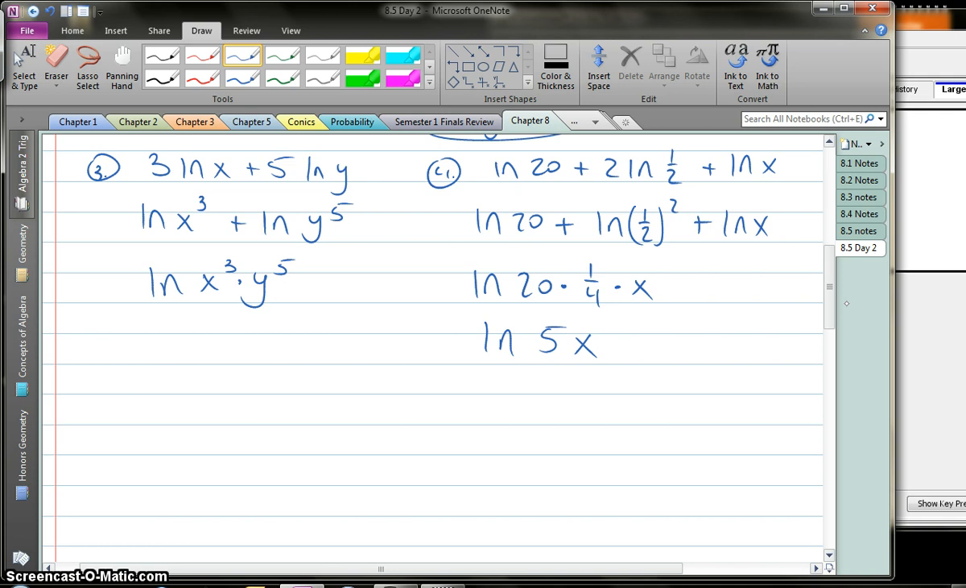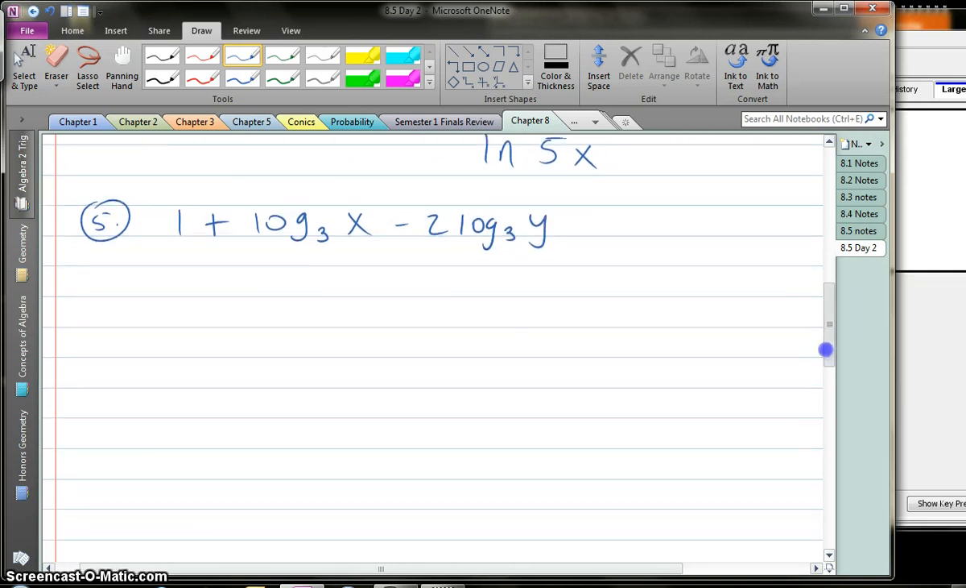Alright, let's do a tricky one. We talked about this one on the board briefly before second period left. First period we didn't get to it, but we're getting to it now. Log base 3 of x minus 2 log base 3 of y. Now remember, where did this 1 come from? In order to condense that, we have log base 3 of 3, because all these are base 3, and we had one of these situations. So that's where the 1 came from.